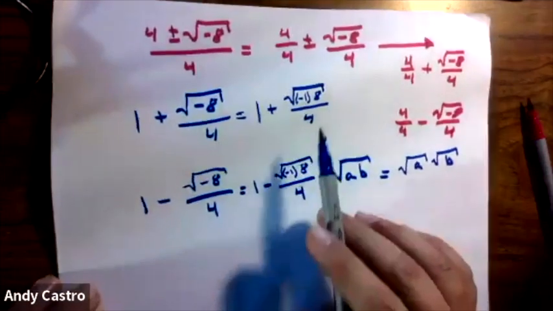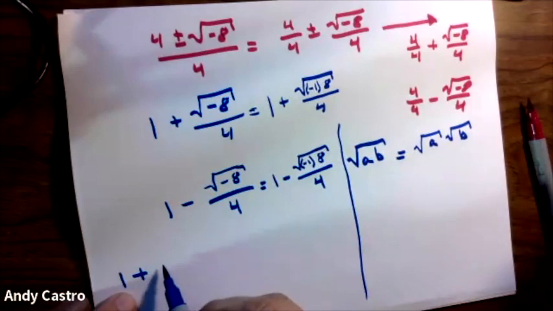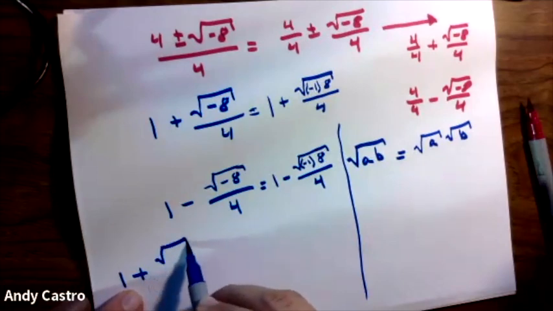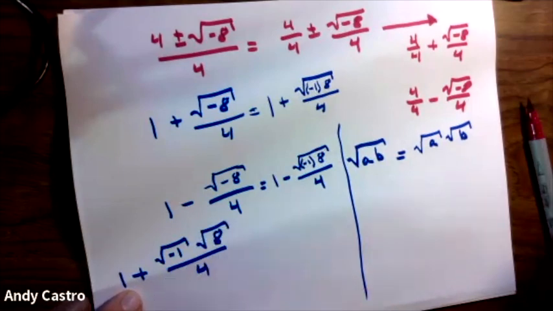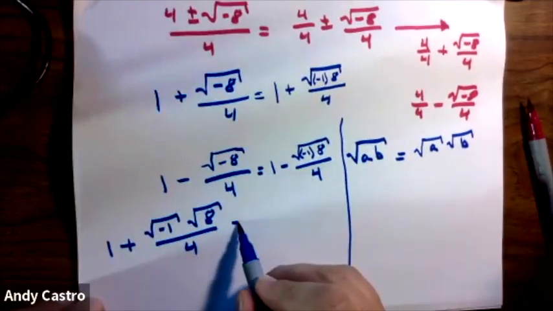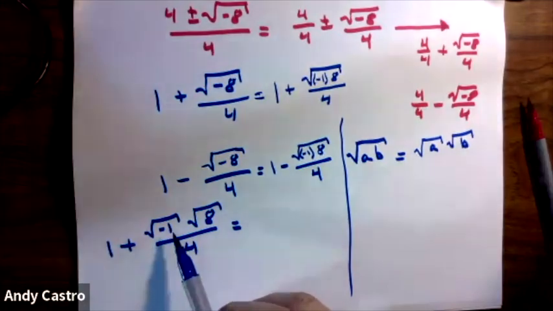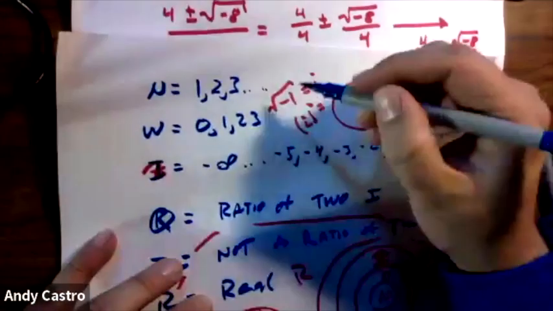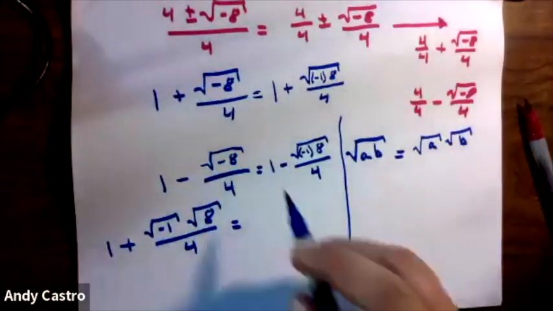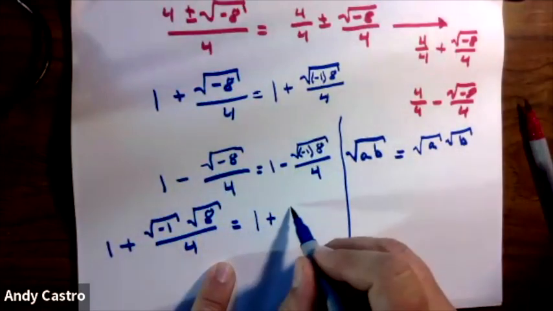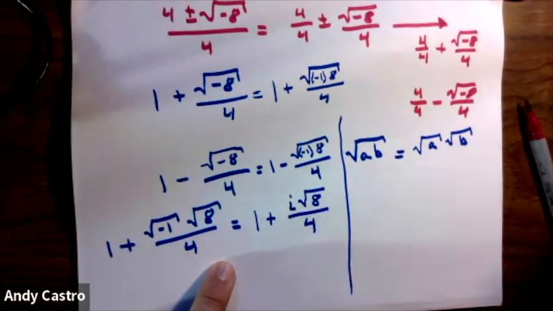All right. So now I can split that up. So I can have 1 plus, and I can do the square root of -1 times the square root of +8 all over 4. So let me just focus on this one. The square root of -1, that's the new number you just learned. And what is the square root of -1? That is the number I. Okay? So this changes then to 1 plus I times the square root of 8 over 4.